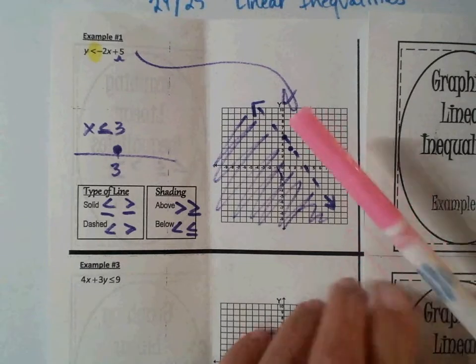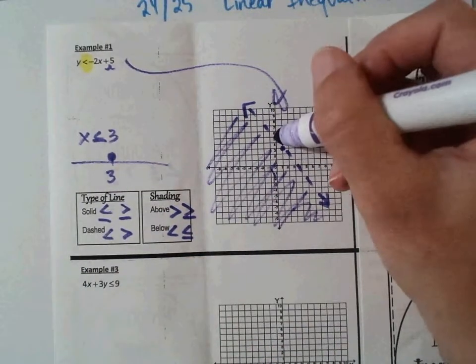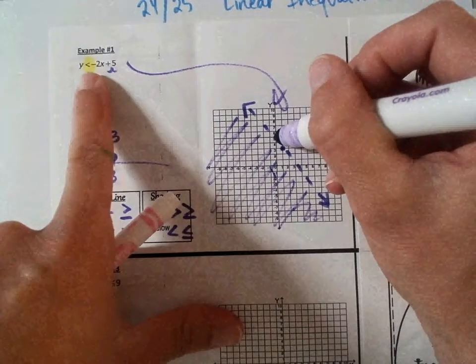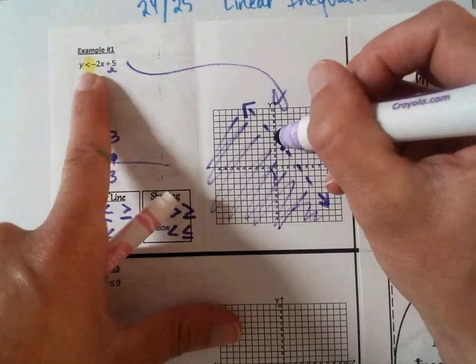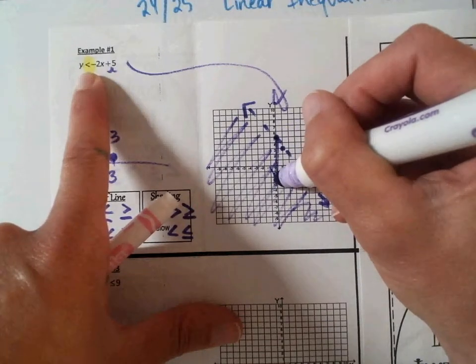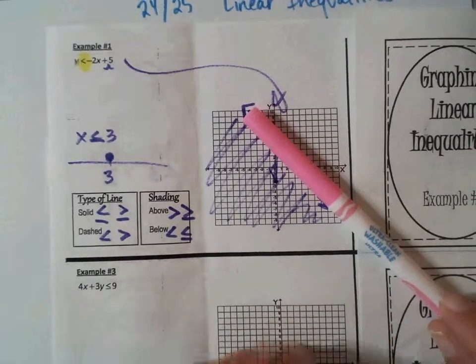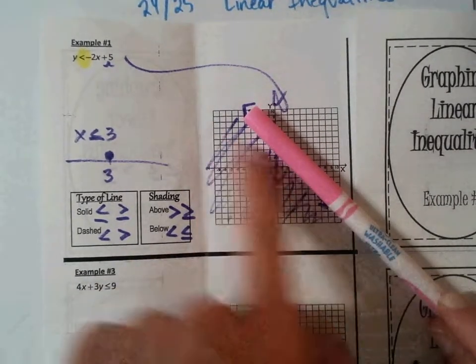So put your pencil, without the pink marker, on your y-intercept. Is your symbol less than or greater than? Less than. Less than is below, so just go below. What side of this pink line are you on when you go below? You're on this side. So then all this gets shaded.